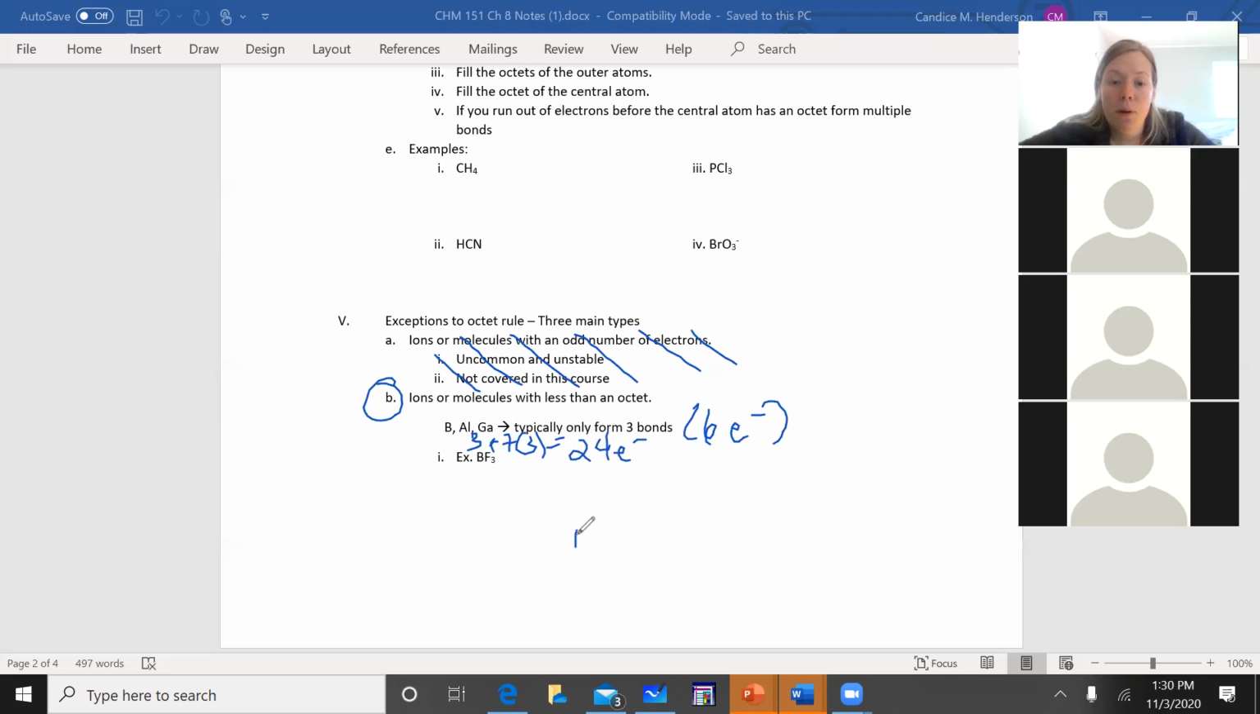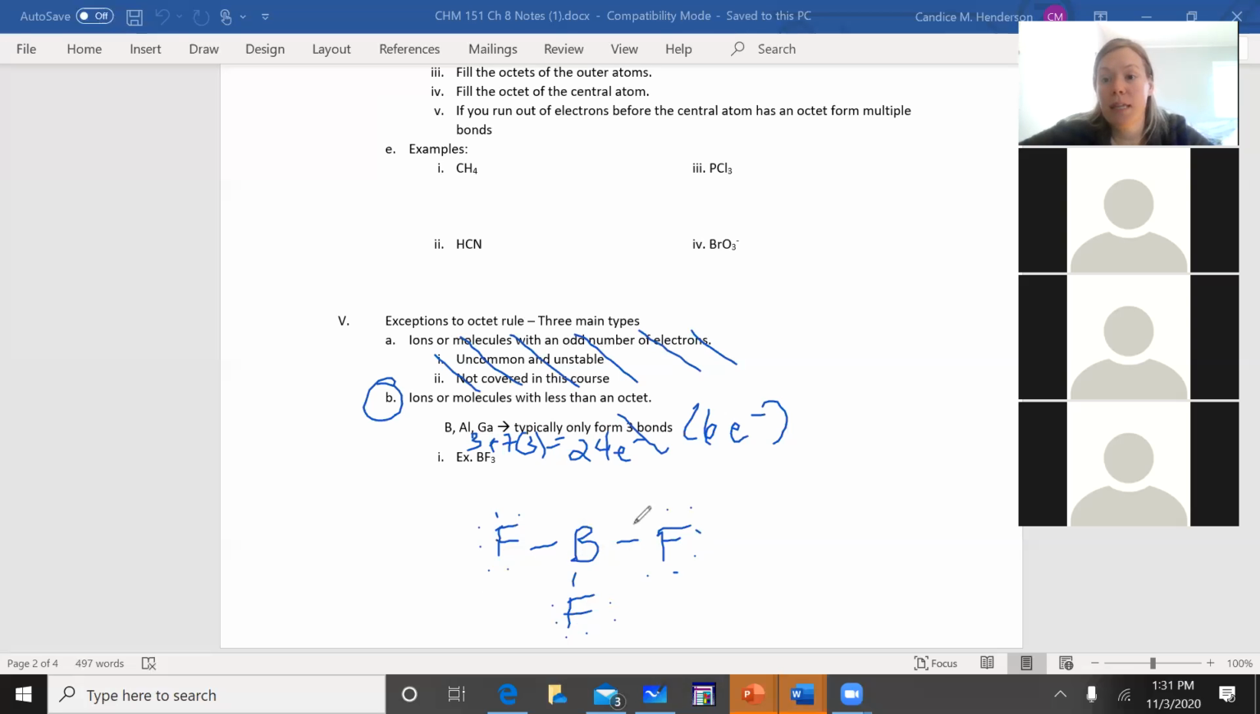So I'm going to put boron in the center. Fluorines are on the sides. Stick them together. Then we're going to add electrons until everybody's happy. So there are 24 electrons. All the fluorines have access to 8. This is good. The boron at this point only has access to 6.